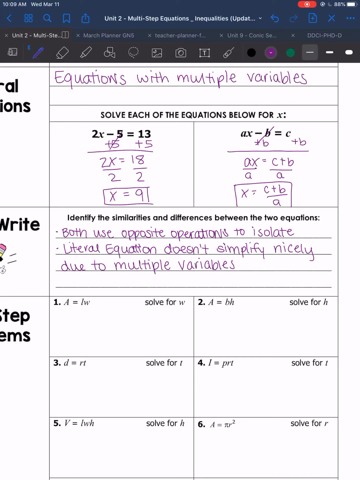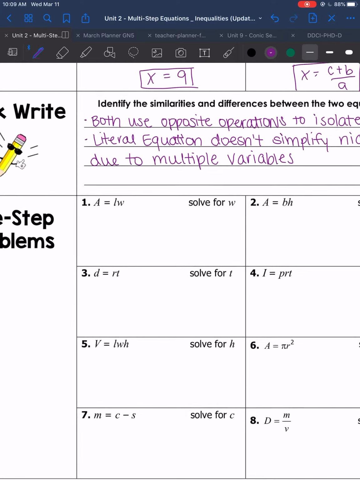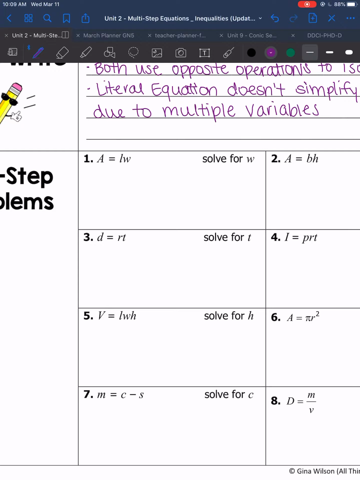So we are going to do the odds here. So we're going to solve for w in this first one. So I want w by itself. These are being multiplied, so I'm going to divide both sides by L. So a divided by L equals w. And that's my answer.